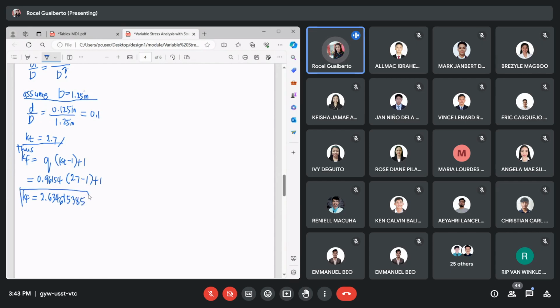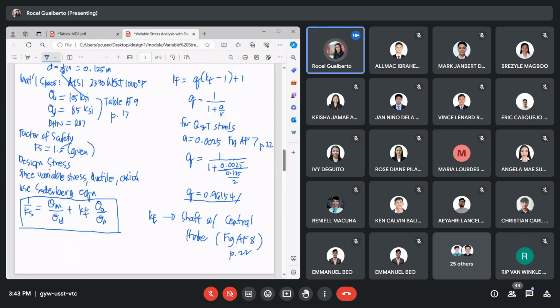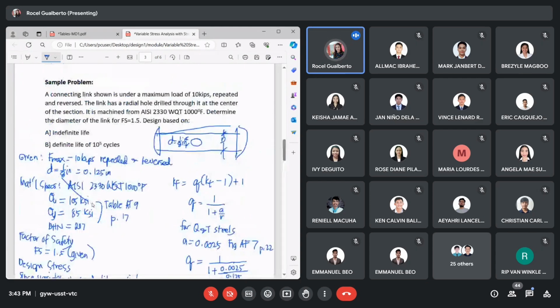So, i-box po natin lahat ng component ng ating Soderberg equation. Balikan natin ang Soderberg. May KF na po ako, sigma Y, Fs, sigma M, sigma A, sigma N. Sigma M and sigma A, this is dependent on the type of variable stress. Ano po ba ang type ng variable stress natin? Nakalagay po doon, repeated and reverse.